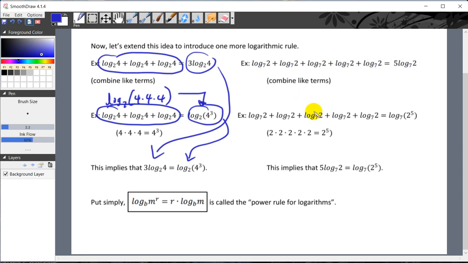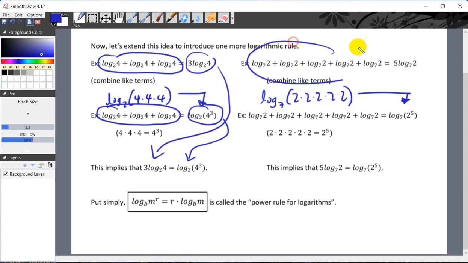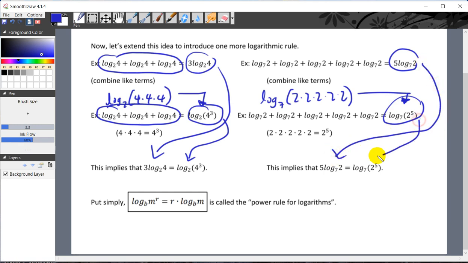Now if we change it up, as long as the bases are the same, all the insides here, this is log base 7 of 2 times 2 times 2 times 2 times 2. So 2 times 2 times 2 times 2 times 2 is 2 raised to the 5th power. As you can see, these expressions are both the same as what we see here, so we can imply that these are the same.